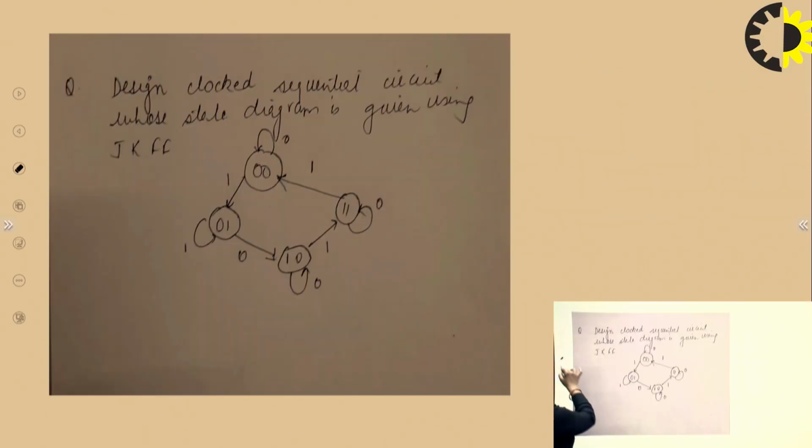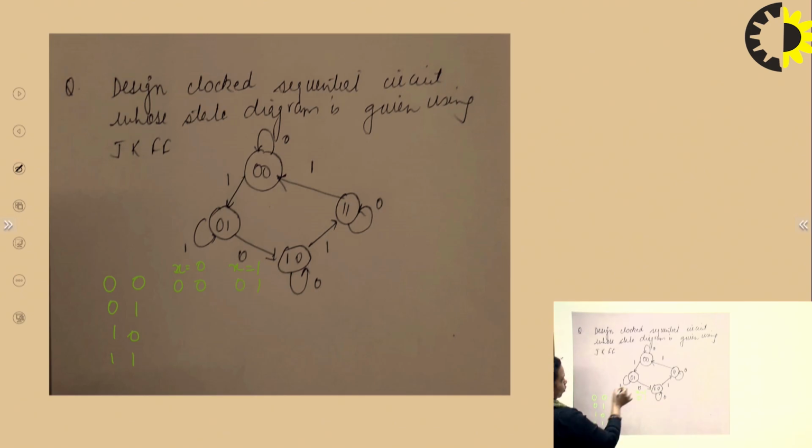So how to read this? State 00 at input 0 is not changing the state, and at input 1 it is moving to 01. State 01 at input 1 stays at 01. That means you write states 00, 01, 10, 11, and you write input 0 and input 1. So when the state is 00 and X is 0, it is going to next state 00. When X is 1, it is going to 01.